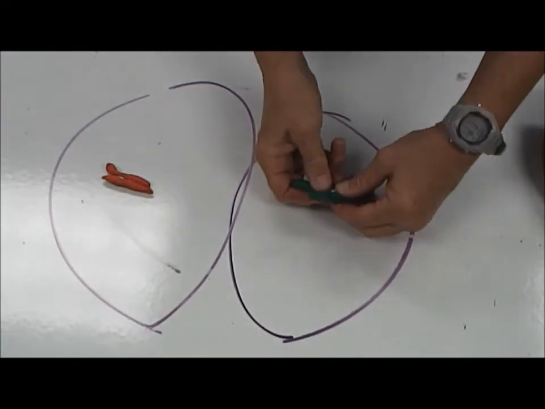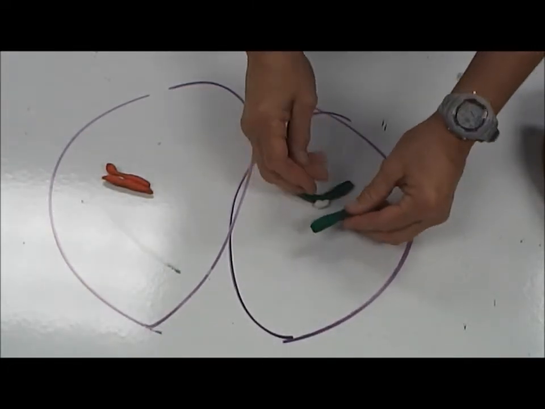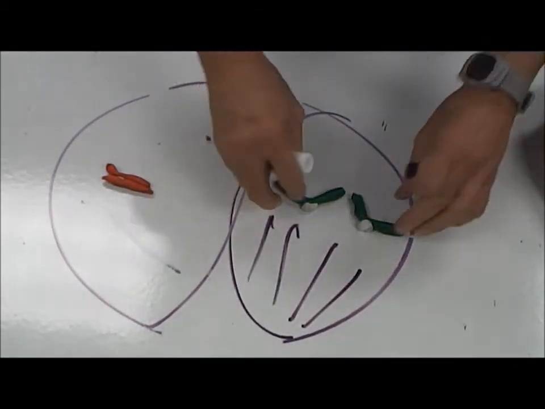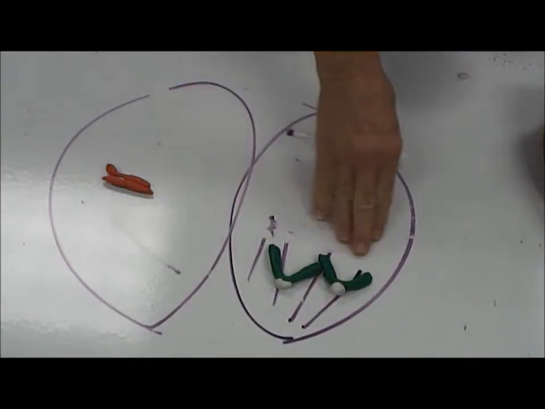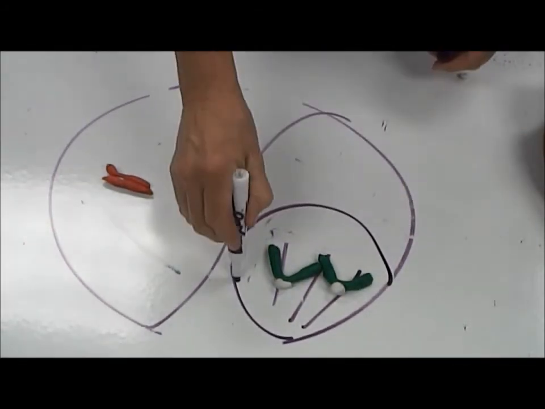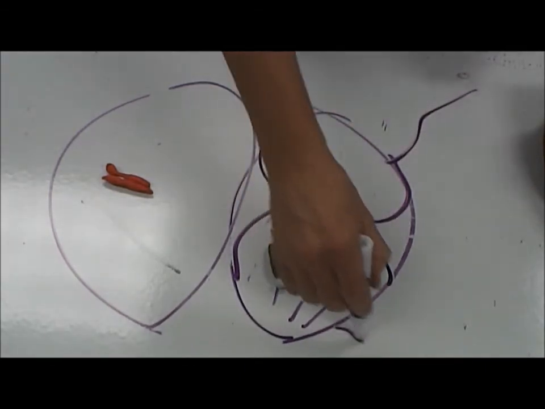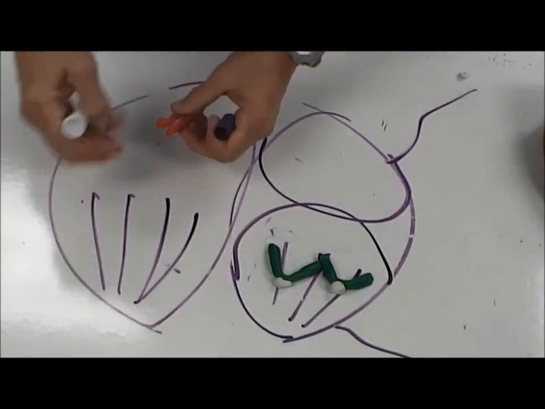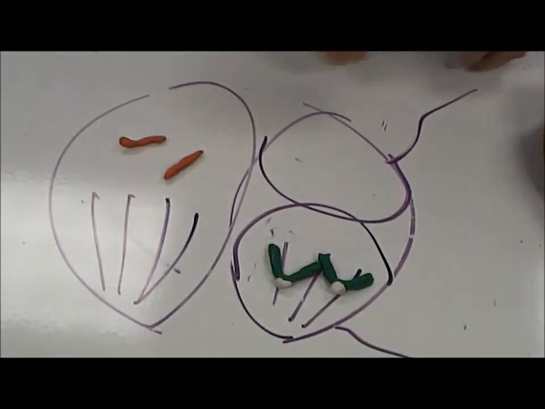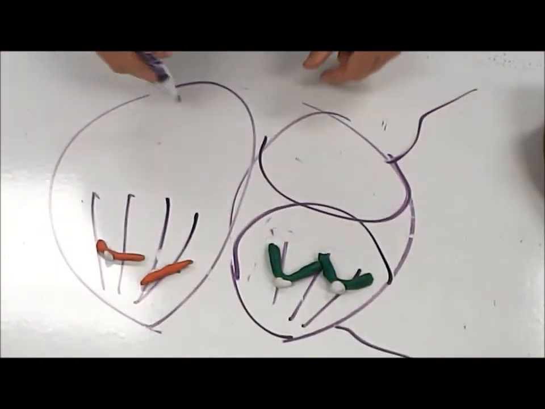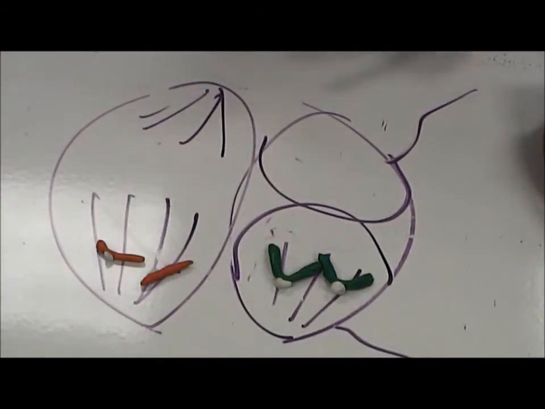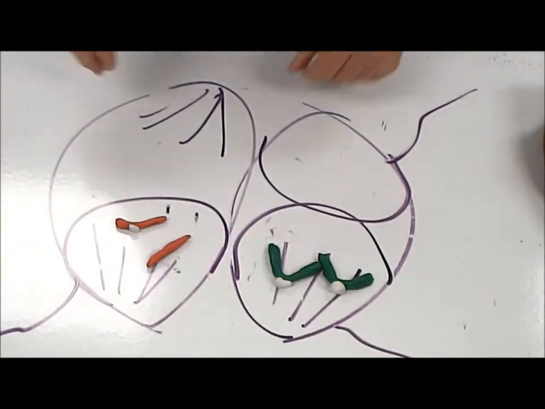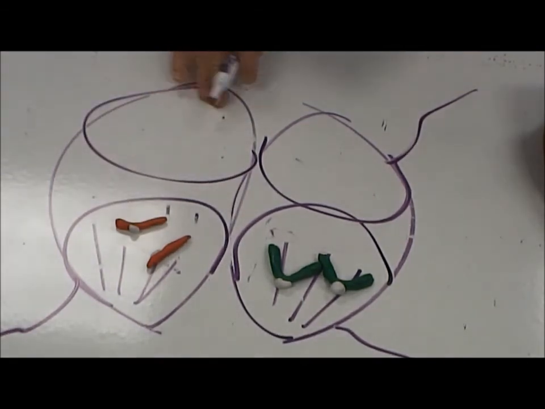So if my X's fail to separate, or they both go to the same pole, I will end up with a sperm that has 2 X chromosomes in it. I'll have another sperm that has no X chromosomes in it. Similarly with my Y, if for some reason those both went to the same pole, and nobody goes to the other pole, I'll end up with a sperm with 2 Y chromosomes in it, or with no sex chromosomes in it.